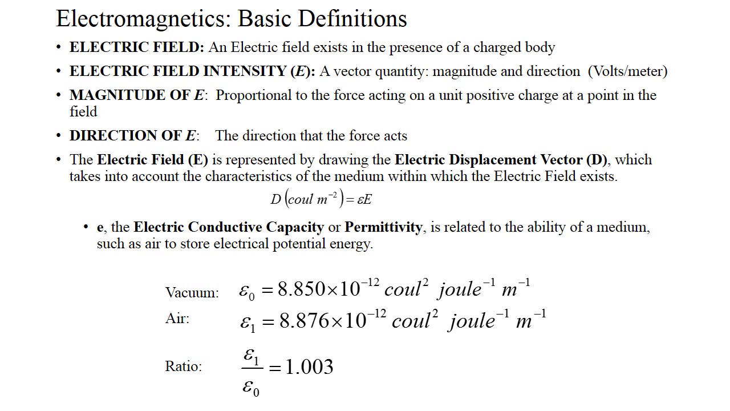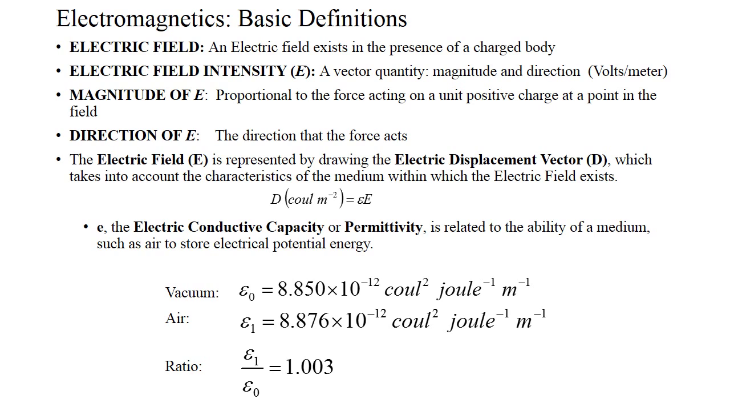You have the electric field. The electric field exists in the presence of a charged body. Electric field intensity is a vector quantity, with magnitude and direction. Think of it like volts per meter. The magnitude of E is proportional to the force acting on a unit positive charge at a point in the field. The direction of E is the direction that the force acts.